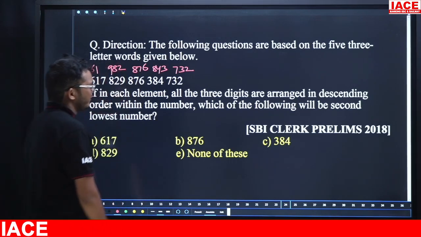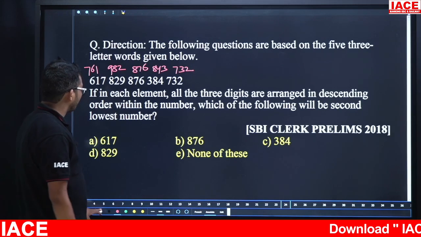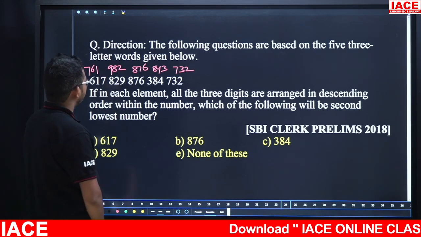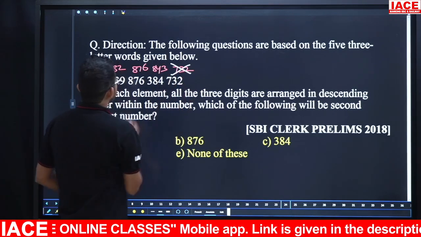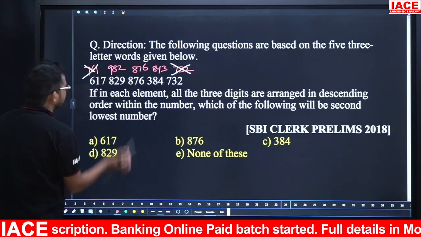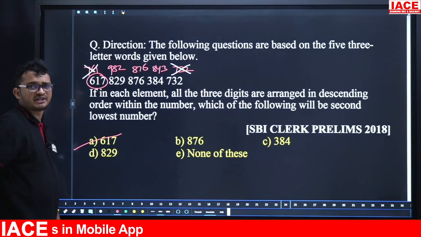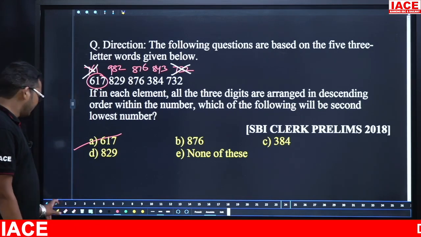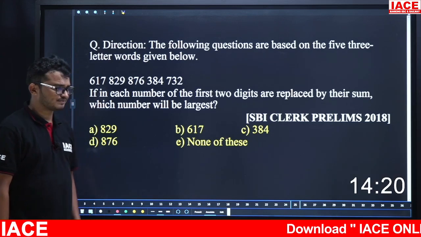Now the question is which of the following will be the second lowest number? Friends, take care, our requirement is the second lowest number. Here the lowest number is 732. The next, second lowest number is 761. So 761 means the answer is 617, which is option A. Take the next question. Your time starts now.